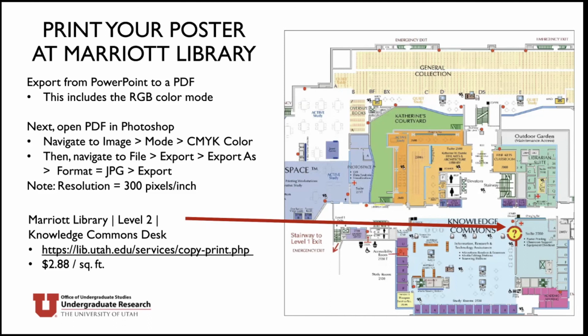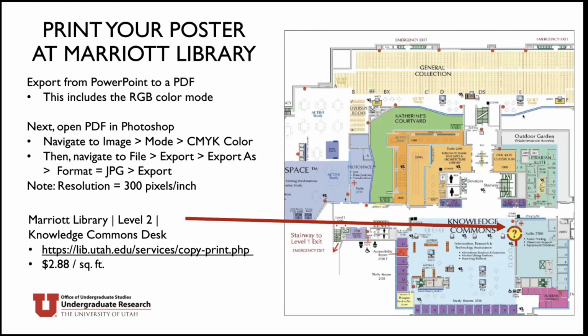Once you have that JPEG file, you can bring it on a flash drive, or you can upload it to the Marriott Library print and copy website. We have the URL there. If you drop it off at the Marriott Library, it'll get printed instantly if there's not a line. It may take up to 24 hours at a very heavy period, like the day before the URV virtual poster session. So don't wait until the very last minute. The cost is $2.88 per square foot. Again, that cost is at least 4 times less than you will find at commercial printers.